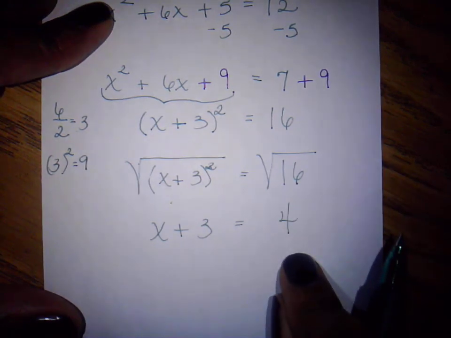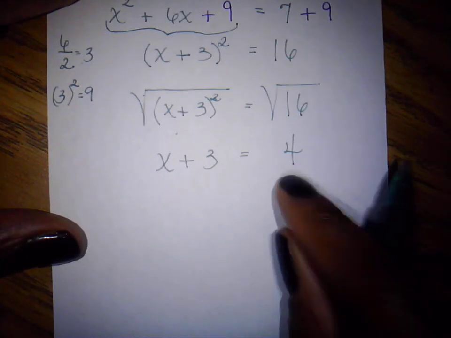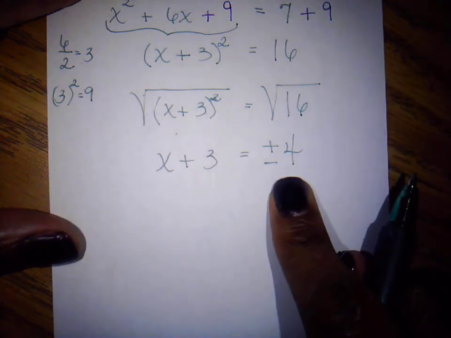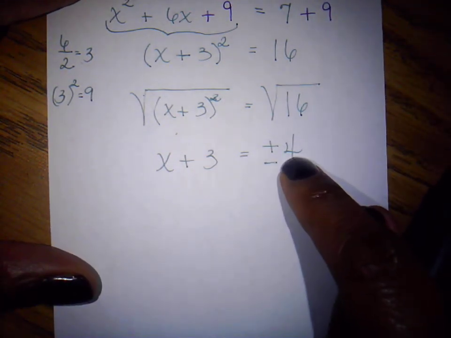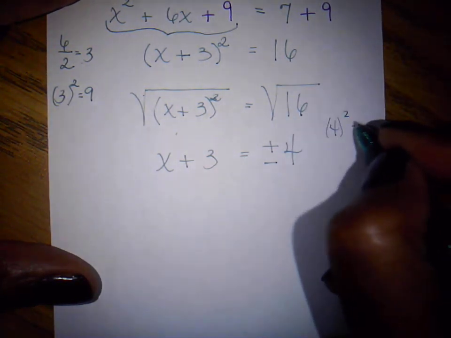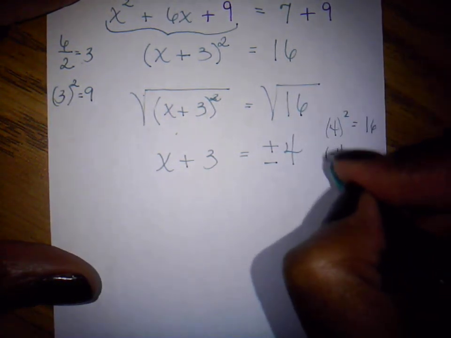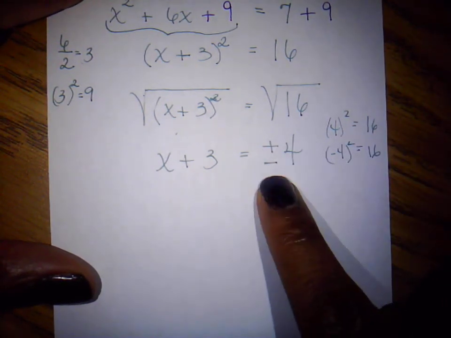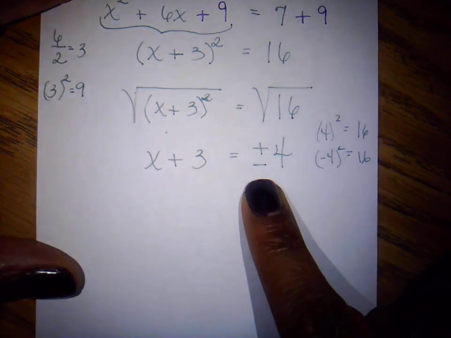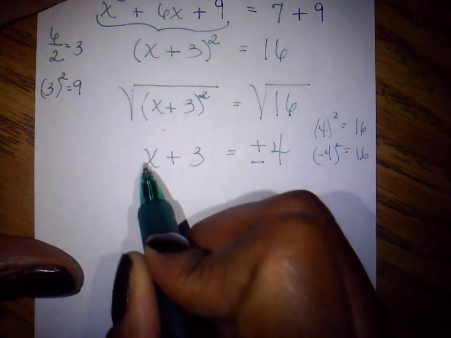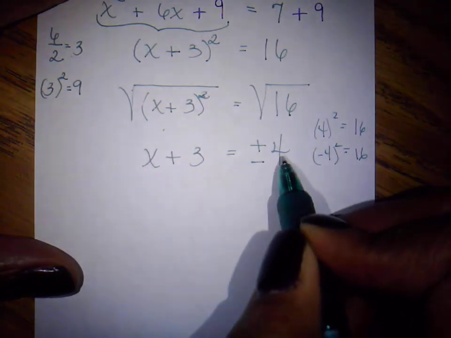Now, it's not just 4, okay? It's both positive and negative 4, okay? Because if I took 4 and squared it, I would get 16, okay? 4 squared equals 16. Also, negative 4 squared equals 16. And that's why we have to acknowledge both the positive and negative aspects, okay? So now, I have this, positive and negative 4. X plus 3 is equal to positive or negative 4.